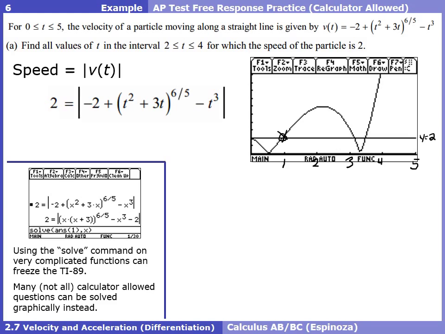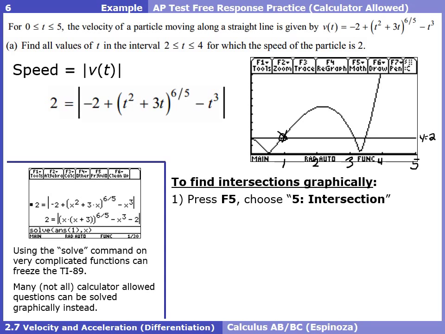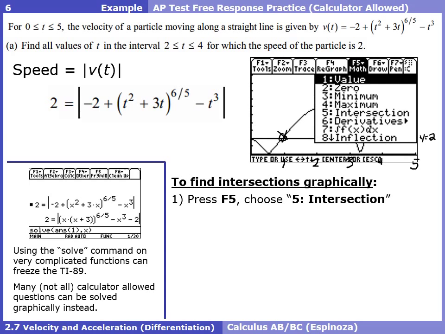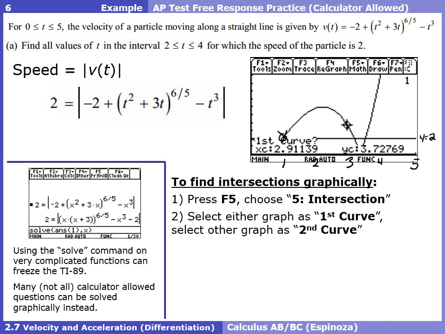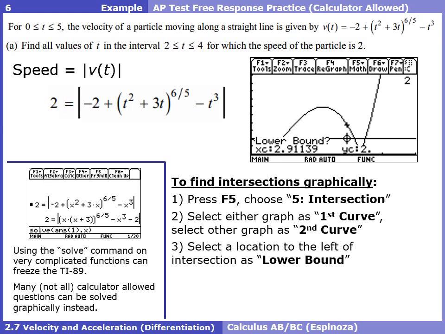If you're good with using your calculator, you should already know how to find where those 2 points are. If you haven't been practicing using your calculator, again, take a moment to follow along here. So how do we find intersections graphically? Well, first, we're going to go to F5, and you'll notice that choice number 5 says intersection. The first thing you're going to be asked for is the first curve, and it usually will choose it for you. Just verify that it's choosing one of the curves for you. So select either graph as the first curve, and then it's going to ask you for the second curve, and then of course choose the other graph as the second curve.